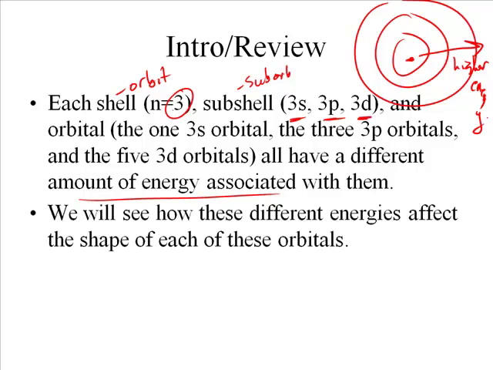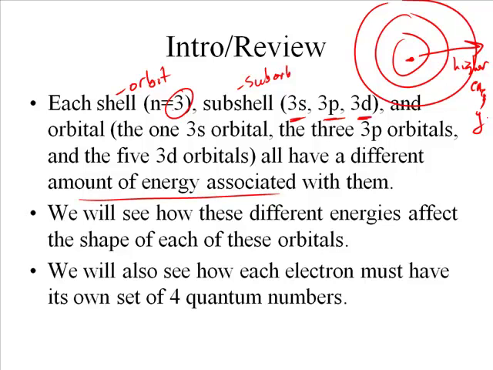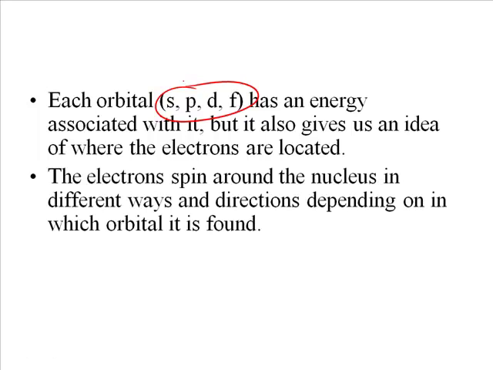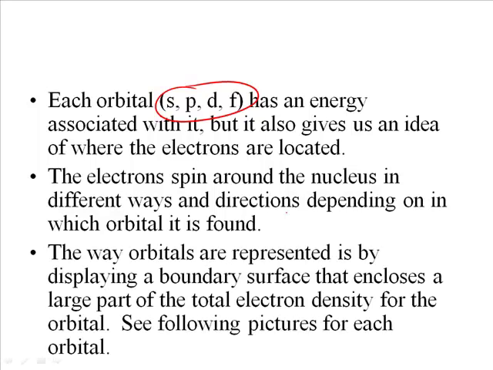Okay, and then what we're going to see is these different energies affect the shape of these orbitals. And we're also going to see how each electron must have its own set of what are called quantum numbers. Okay, so as we talked about, each orbital within each orbit has an energy associated with it. But it also gives us an idea about where those electrons are. We know that the electrons spin around the nucleus in different ways and directions depending on which way it's found, and in which orbit it's found.